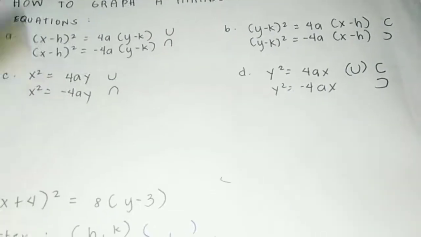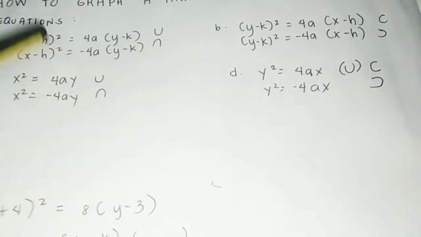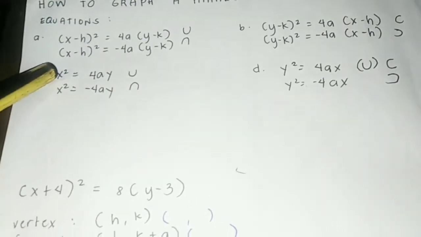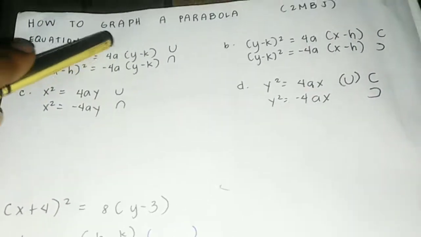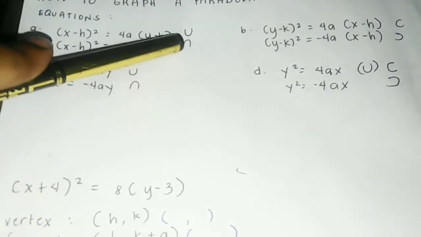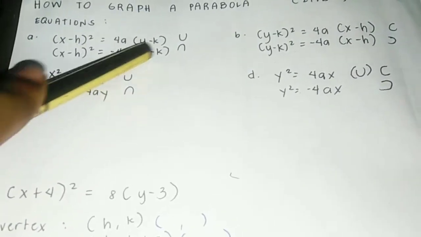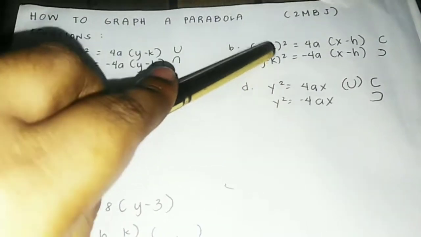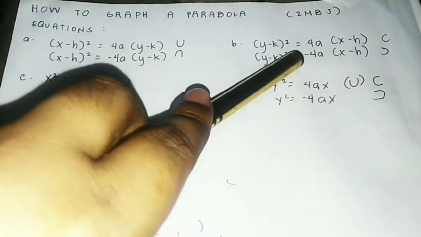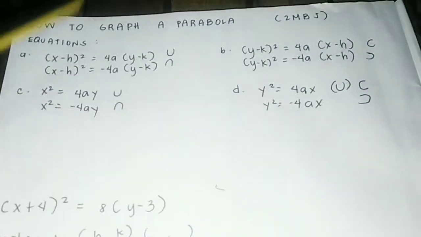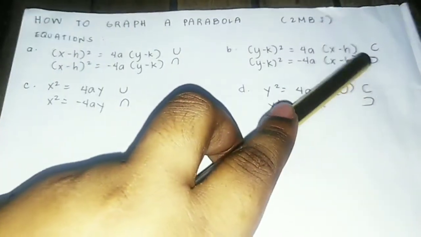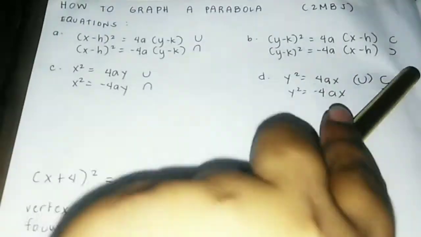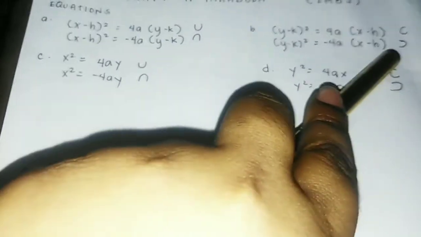So letter A is (x minus h) squared equals positive 4a times the quantity (y minus k), in which our parabola, when our 4a is positive, opens upward. And when our 4a is negative, it opens downward. Letter B is (y minus k) squared equals positive 4a times the quantity (x minus h). Our parabola is opening right, a sideward parabola, in which it opens to the right. When 4a is negative, it opens to the left.